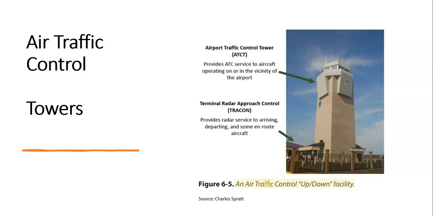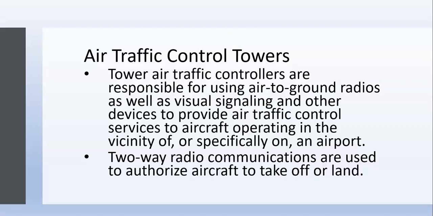The air traffic control tower provides service to aircraft operating either on the airport or in the vicinity of the airport. And it also includes TRACON, Terminal Radar Approach Control, which provides radar service to arriving and departing aircraft. So air traffic controllers in a tower, ATC, are responsible for using radios, two-way radios, air to ground, as well as visual signaling and other devices to provide air traffic control services to the aircraft that are operating within their jurisdiction or on the airport.